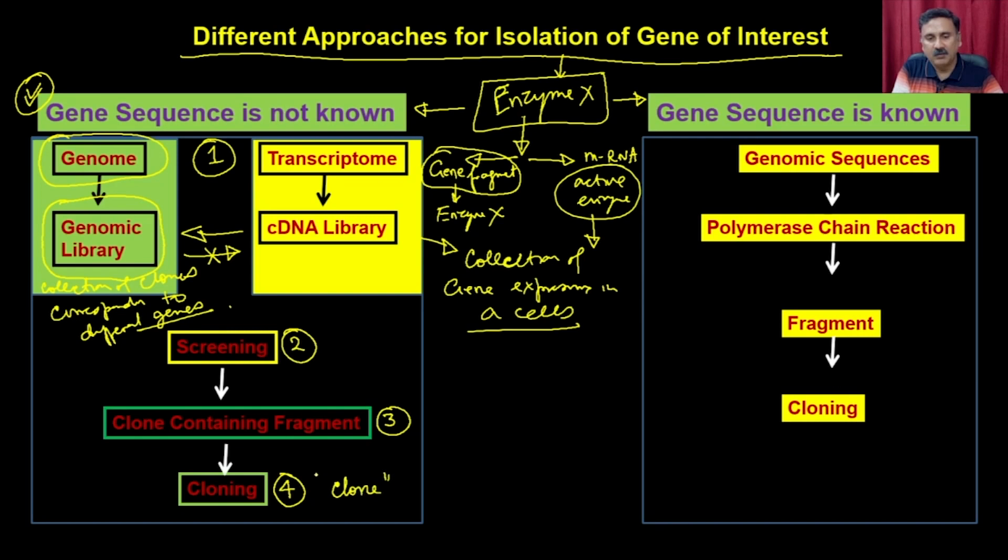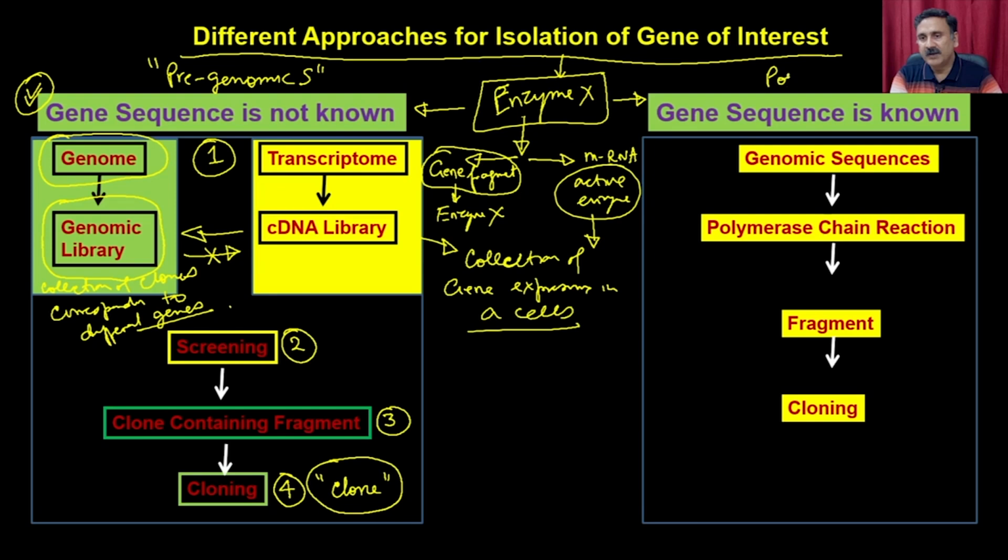So this is all about the approach when you don't know the genomic sequence, which means the pre-genomic era. In the pre-genomic era, people had isolated an enzyme with the help of the traditional approach, but they didn't know the gene sequence. So then they went with these kinds of approaches.